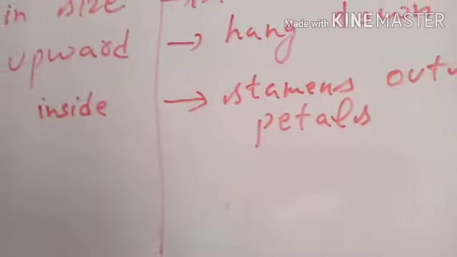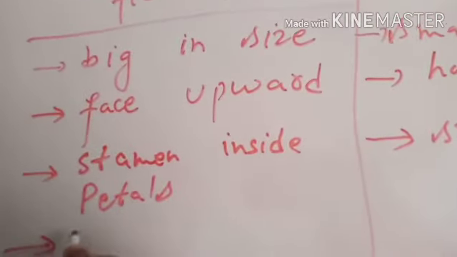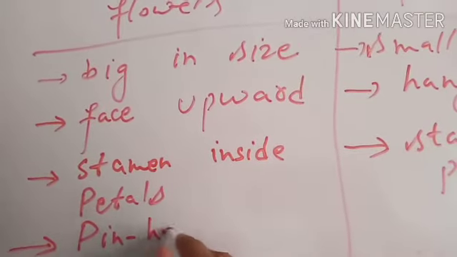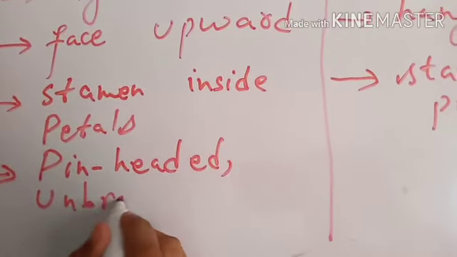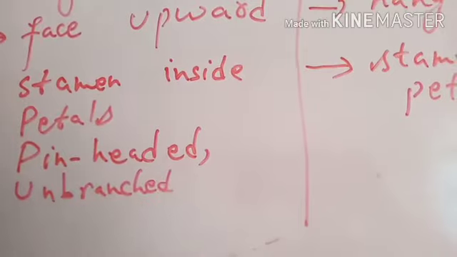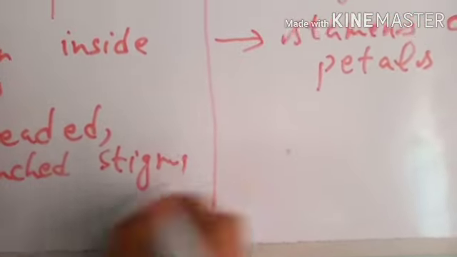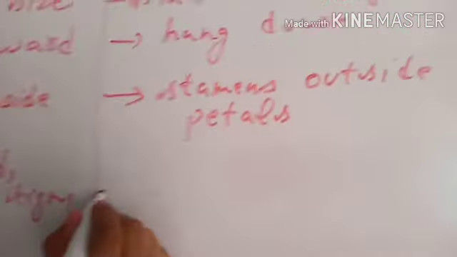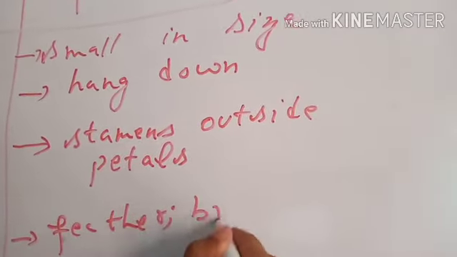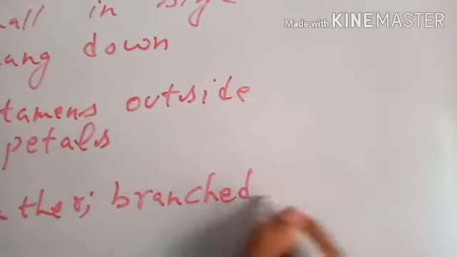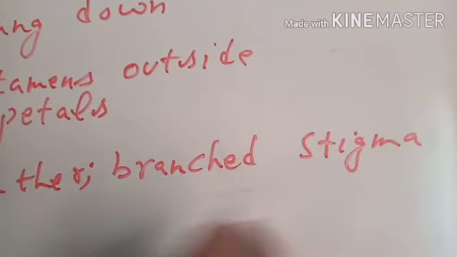The other difference is that the stigma of insect-pollinated flowers is pin-headed and unbranched, whereas the stigma of wind-pollinated flowers is feathery and branched, for incoming pollen grain through air to catch.